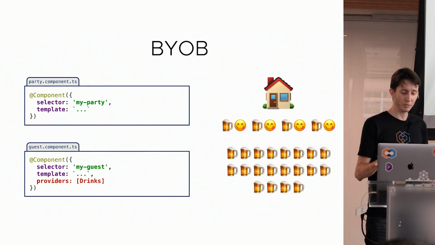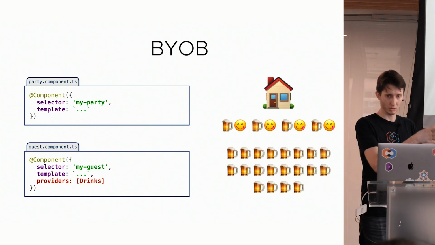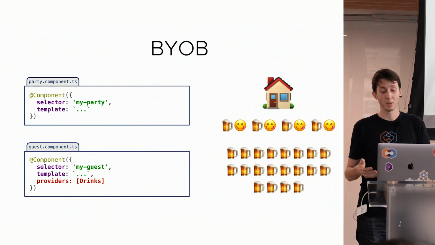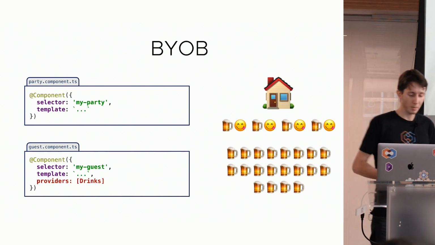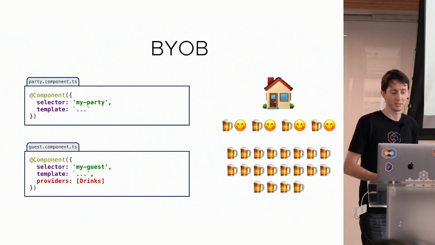So we have 20 beers because every guest declared a drinks provider, which, remember, contains 6 beers. And so every time a guest came in, they came in with a brand new pack of beer, and the total is 24 beers in that case.